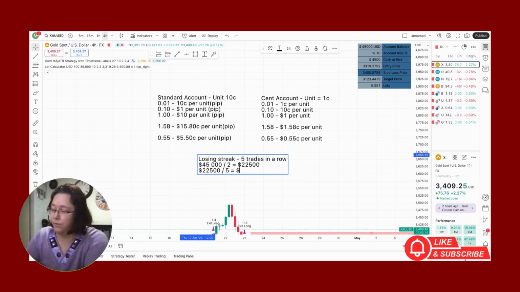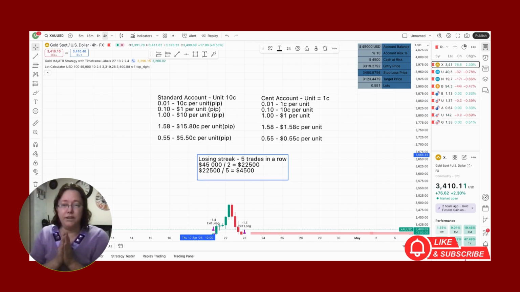It's too late at night for me to be even thinking about this. 22,500 divided by 5 gives me 4,500. I just wanted to make sure. So now I know that the risk I can take per trade is 4,500, which gets to 10% of my account. And I know that I can take 20 losing trades in a row.